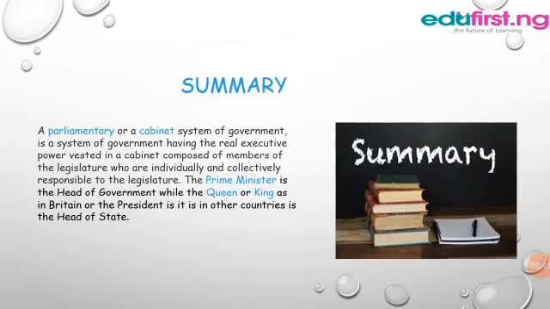Let us quickly summarize all we've done. A parliamentary or a cabinet system of government, like we said, is a system of government having the real executive power vested in a cabinet composed of members of the legislature who are individually and collectively responsible to the legislature. The prime minister is the head of government, while the queen or king, as in Britain, or the president, as it is in other countries, is the head of state.